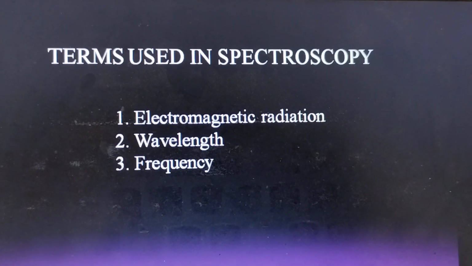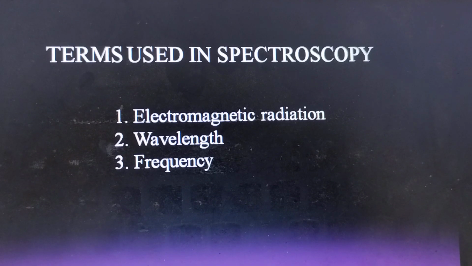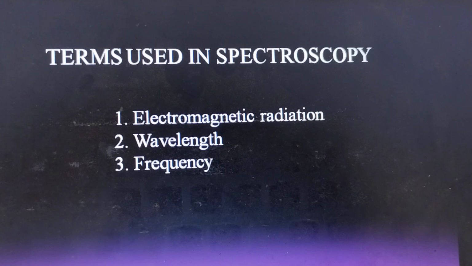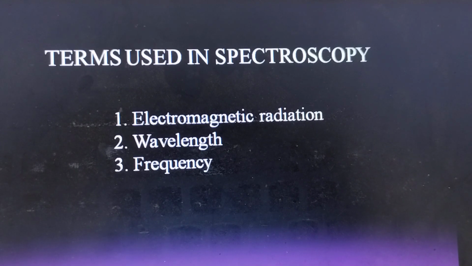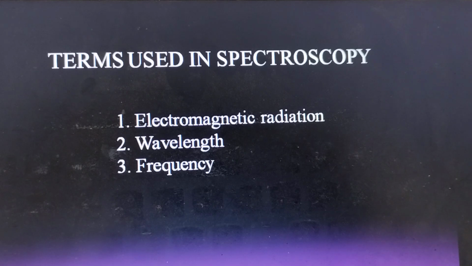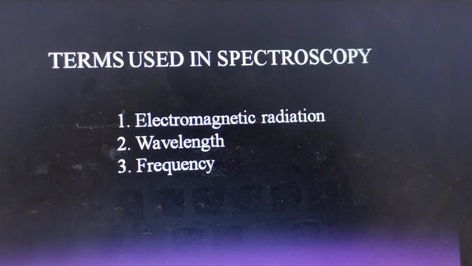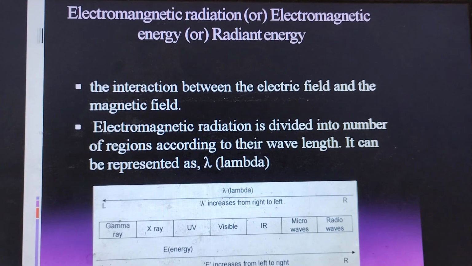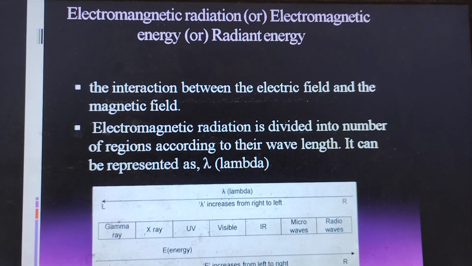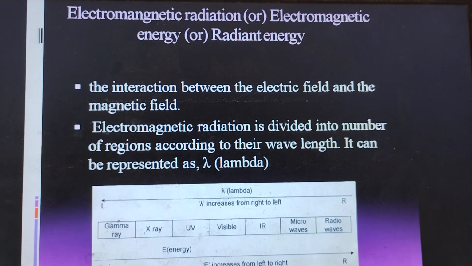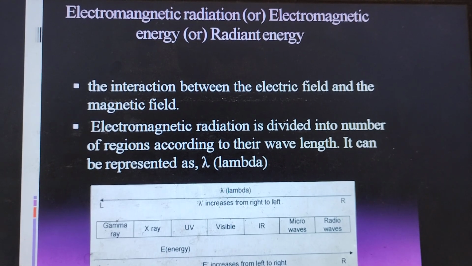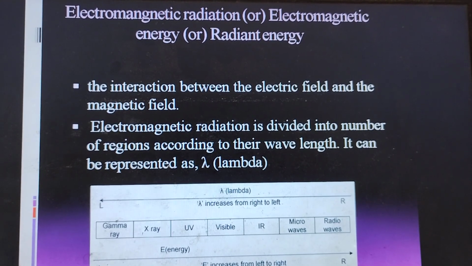Next, what are the terms used in spectroscopy? First one, electromagnetic radiation, wavelength, frequency. These three are the terms used in spectroscopy. First, we are going to explain what electromagnetic radiation is. Electromagnetic radiation is also called electromagnetic energy or radiant energy.